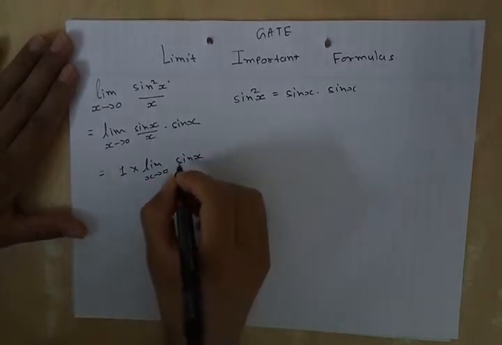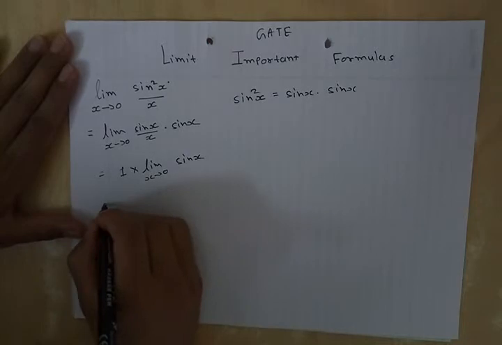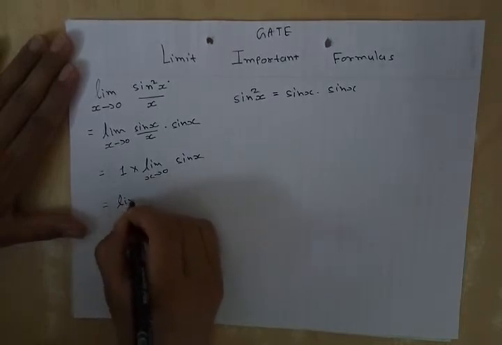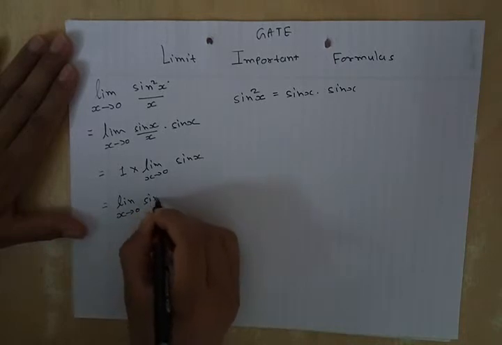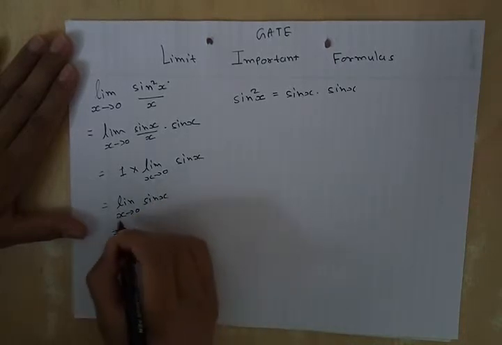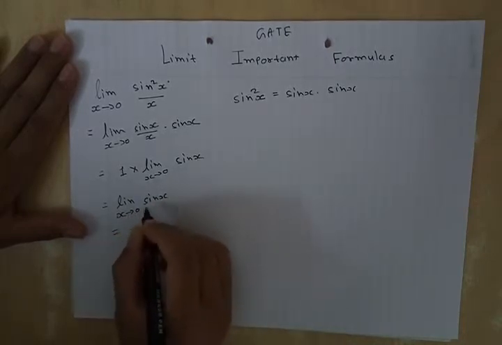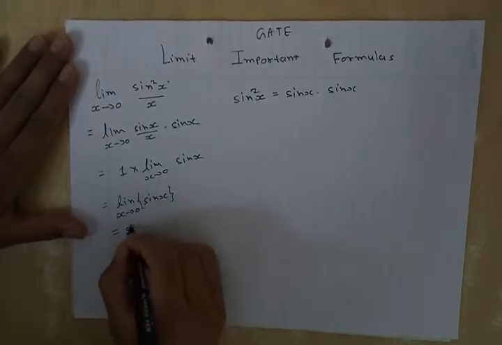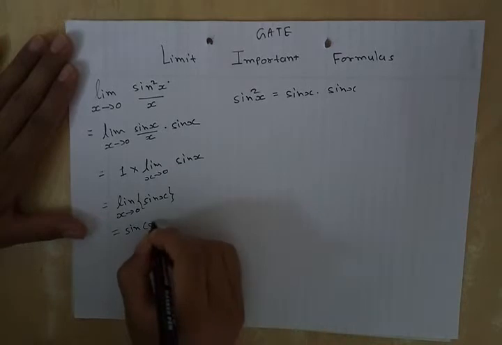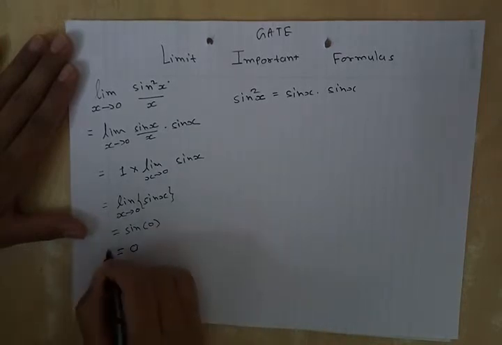Now sine x is a continuous function. Hence we can write limit x tends to 0 sine x. We can put x is equal to 0 directly in this continuous function. So our answer will be 0.